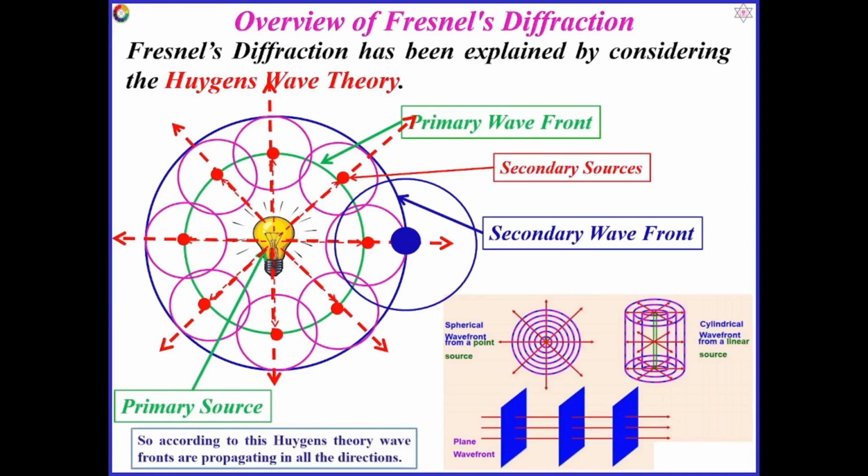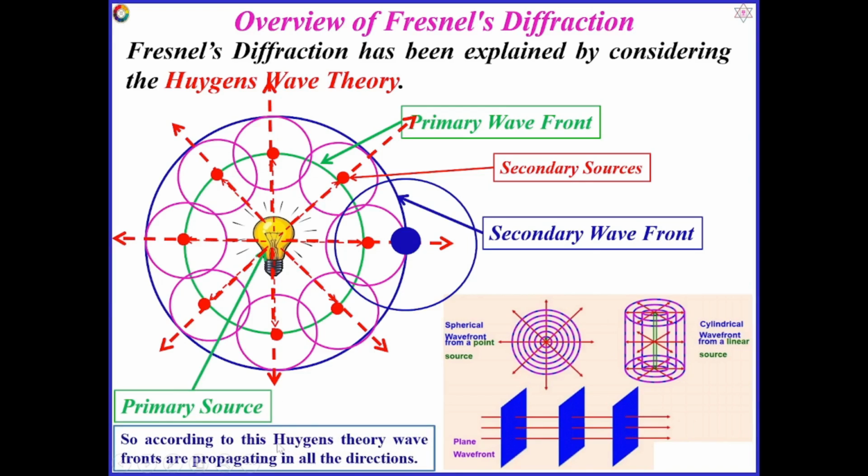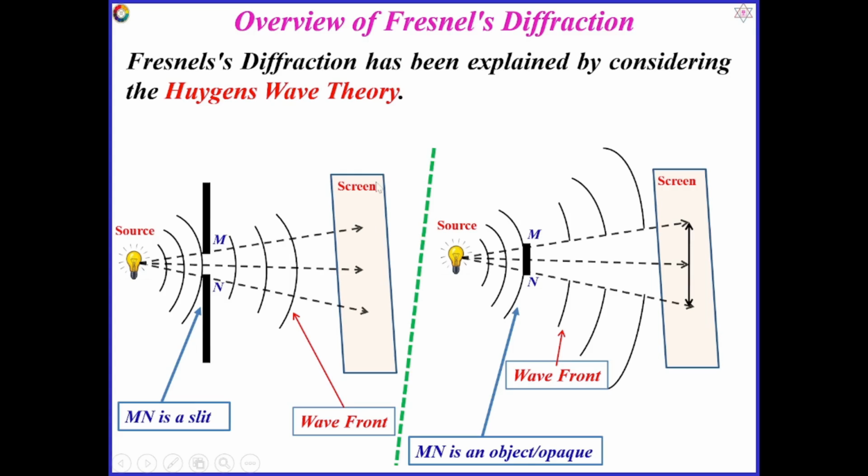So here we conclude that according to this Huygens theory, wavefronts propagate in all directions from a primary source. Now we are going to understand how this Huygens wave theory is useful to understand diffraction in our next slide, because Fresnel assumed Huygens wave theory to explain diffraction.